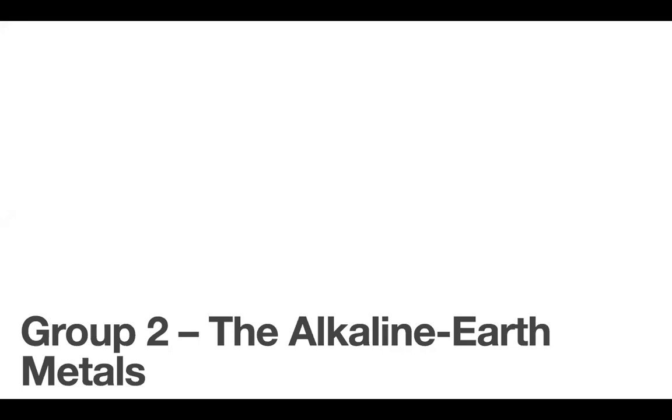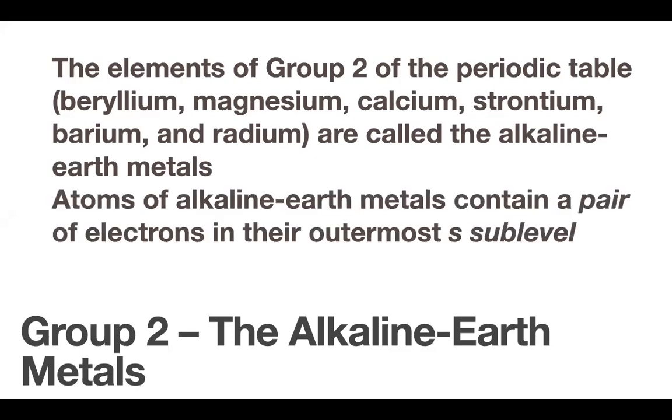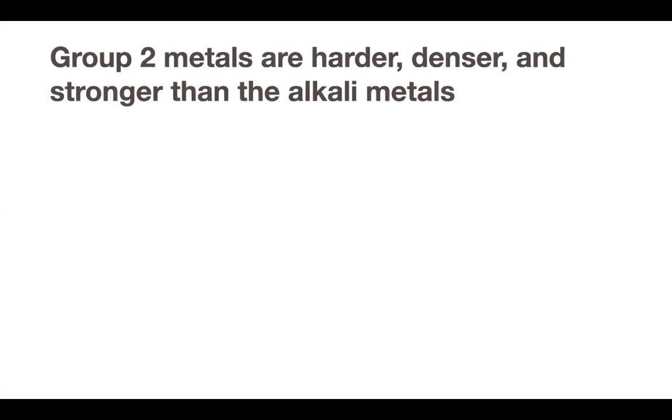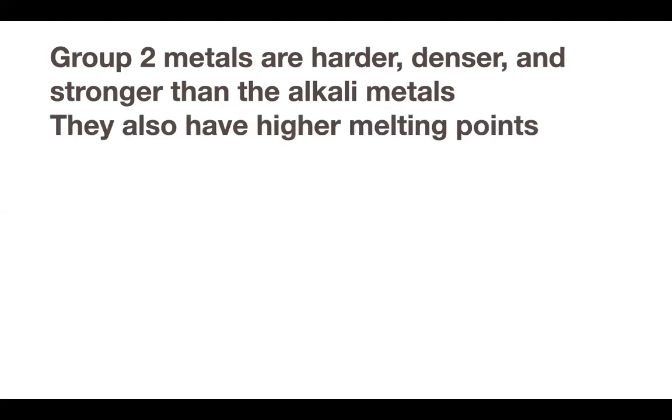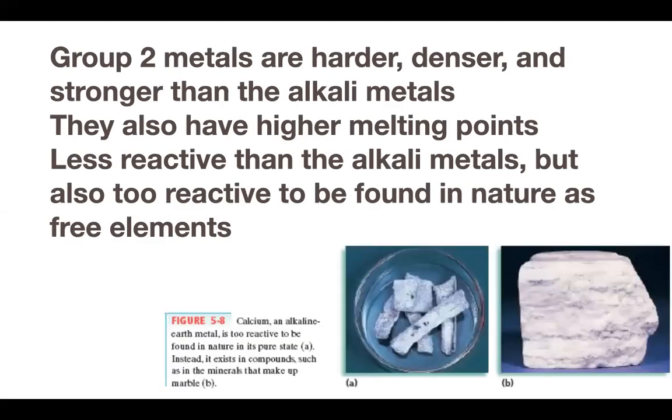Group 2 is called the alkaline earth metals. So that's beryllium, magnesium, calcium, strontium, barium, radium. They are going to contain a pair of electrons in the outermost s sublevel. These metals are going to be harder, denser, and stronger. They're going to have higher melting points and be less reactive than the alkali metals, but they're still too reactive to be found in nature as free elements.